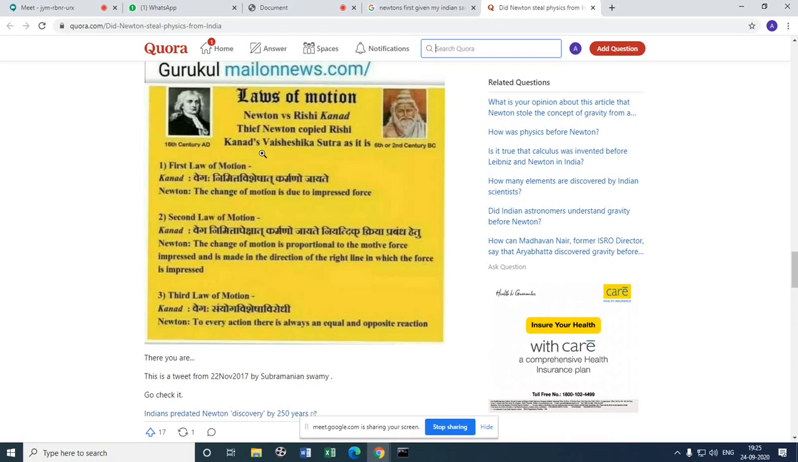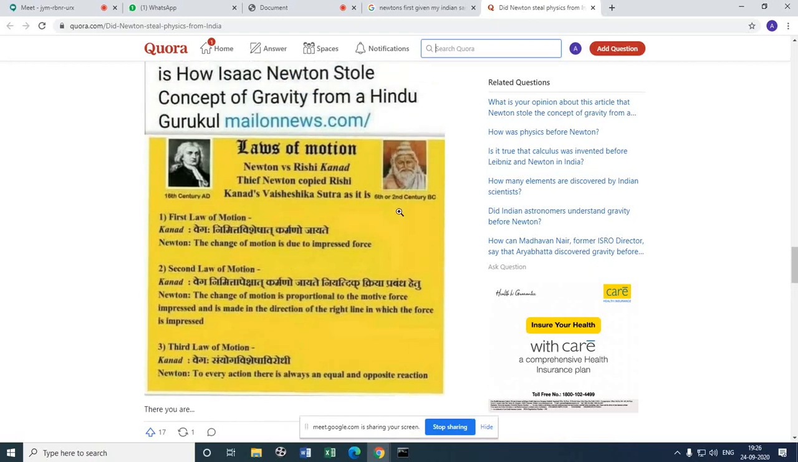This is Rishi Kannad. What is he saying? The Vaisheshika Sutra says that the change of motion is due to impressed force. Correct? What is the second law? The change of motion is proportional to the impressed force, Newton said. Here you can read it in Hindi: Vaima Nimitta Vishwapad Karmanno Jayate, meaning the same thing, exactly the same way. So when is this? It is 600 years before Christ. Understand? So long back, and Newton is in the 16th century AD, after 1600 years from Christ.